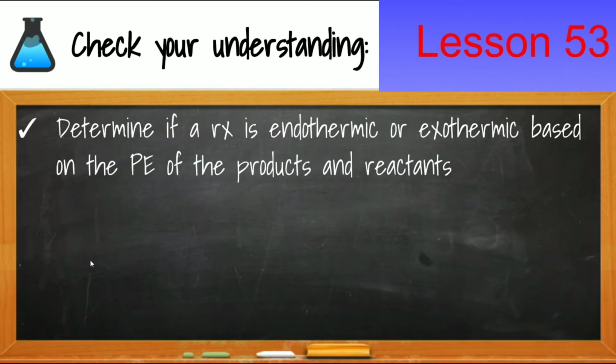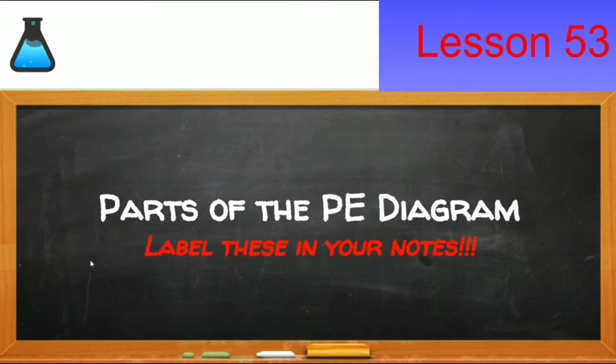Let's take a minute to summarize your learning thus far. By now, you should be able to determine if a reaction is endothermic or exothermic based on the potential energy diagram. Now we're going to review the parts of a potential energy diagram. I've given you blank potential energy diagrams in your notes that you can label. Make sure you're using your guided notes.